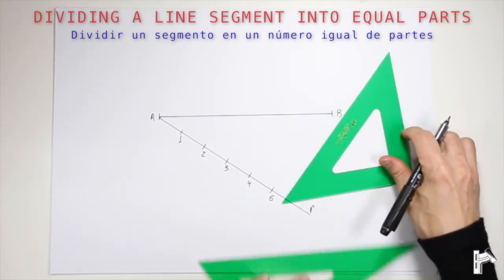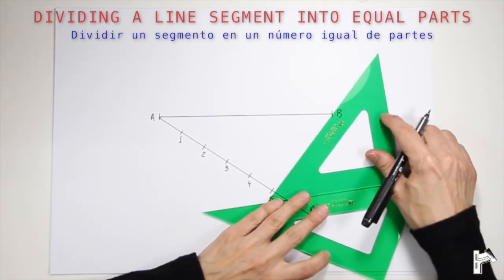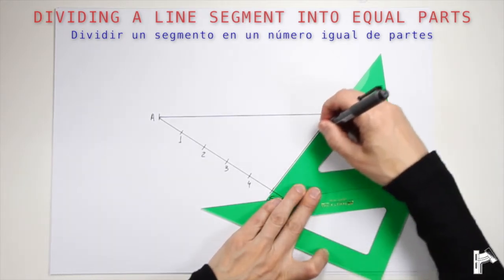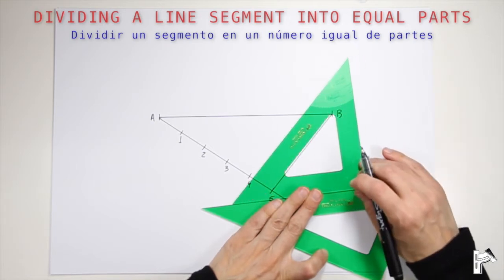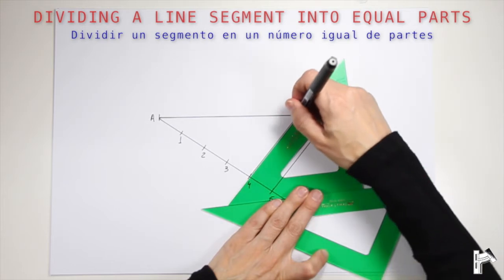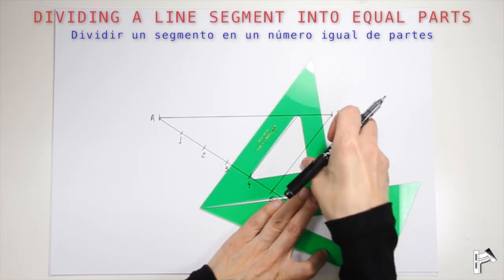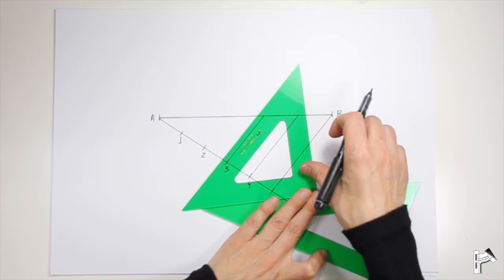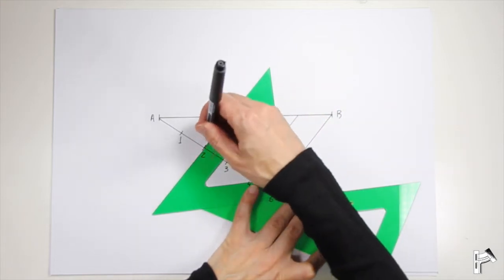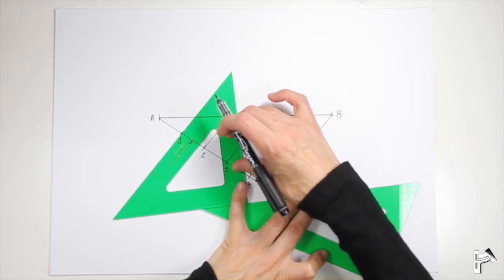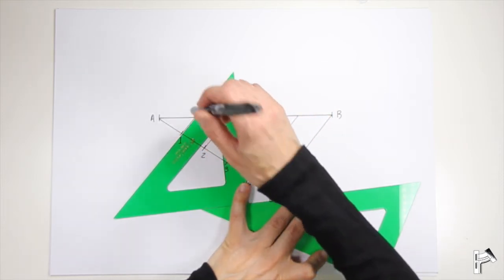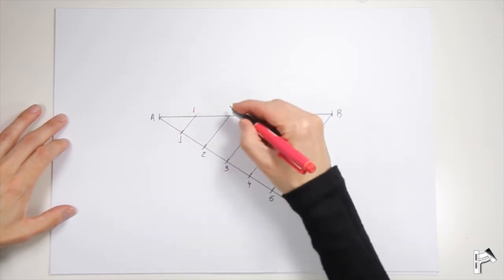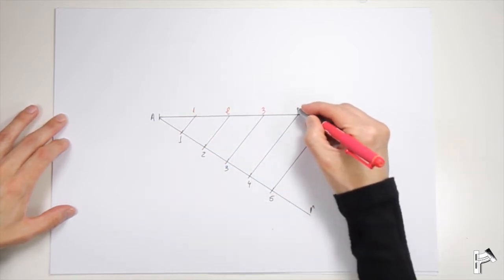We will then join the last point, in this case point 5, with point B. And we will draw parallel segments to the previous junction over points 4, 3, 2, and 1. Now segment AB is divided as intended.